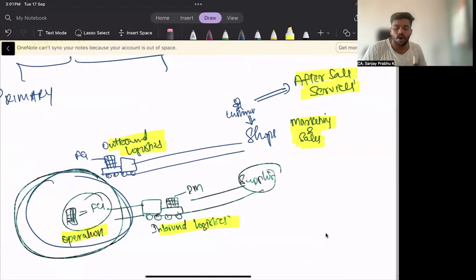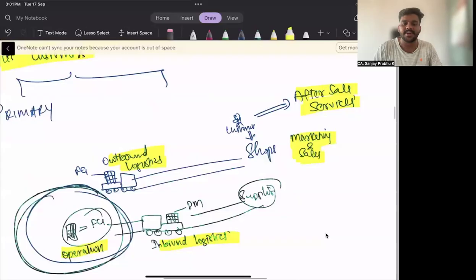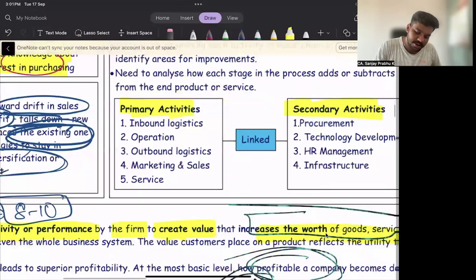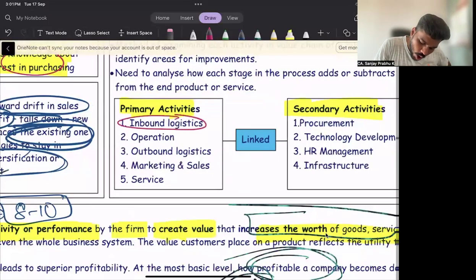These 5 activities are called primary activities. Look at the primary activities. First, I have to bring the raw materials inside the boundary, inbound. Then I have to convert the raw materials into finished goods, operations. Then I have to take the finished goods outside the boundary of my premises, outbound logistics. Then I have to do marketing and sales, and finally after sales services.